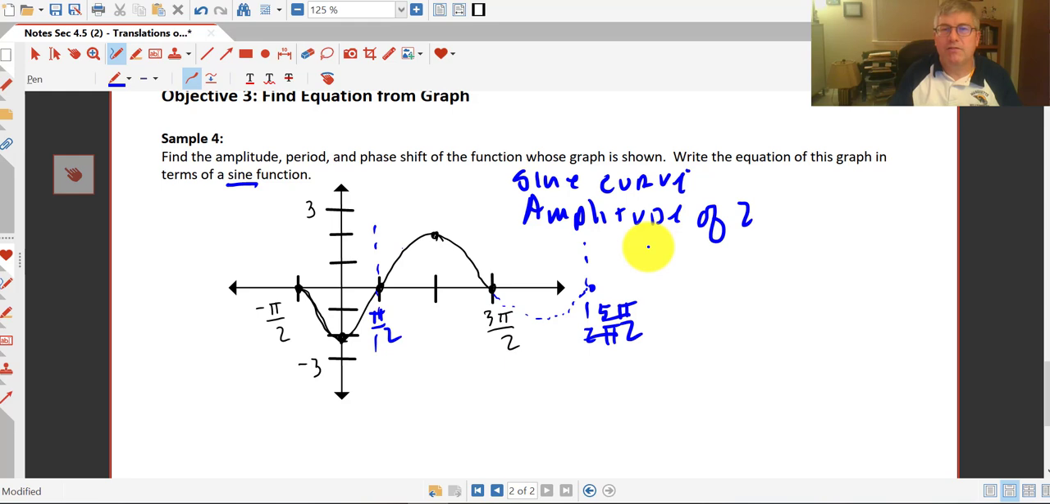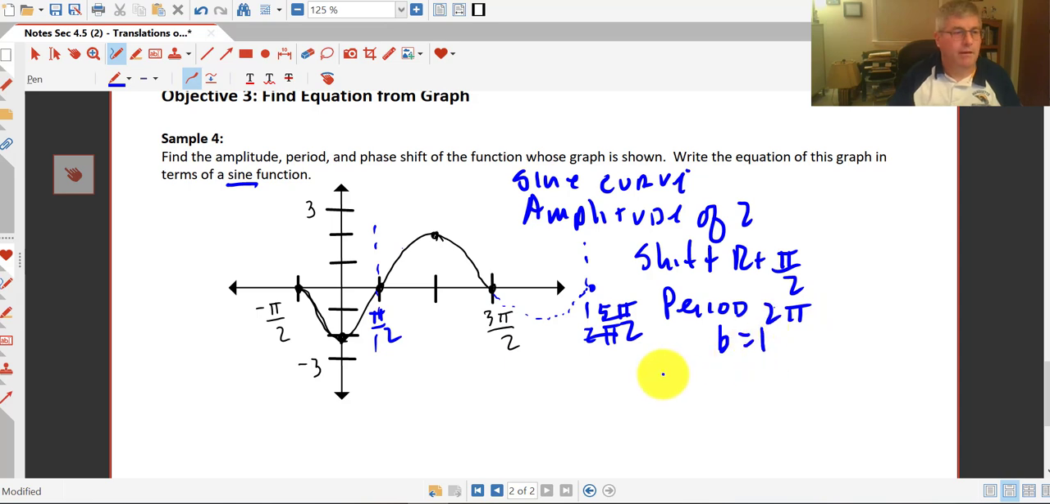So we have done a shift to the right of pi over 2 units. And our interval is still 2 pi, or our period is 2 pi. That hasn't changed. And I saw that from negative pi over 2 to 3 pi over 2, I knew that was an entire cycle. So that is a period of 2 pi, which means our b value is 1.